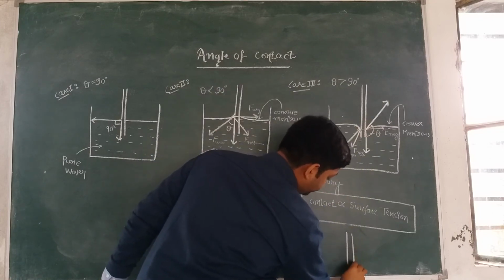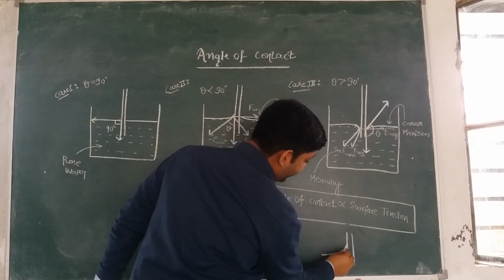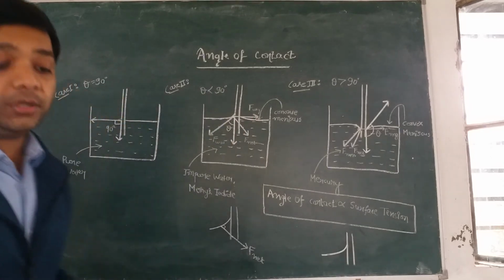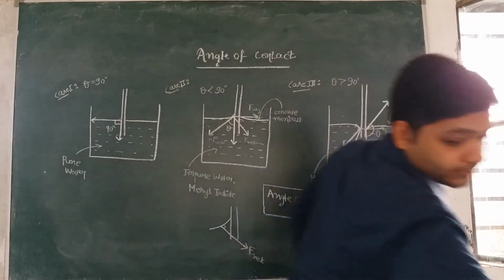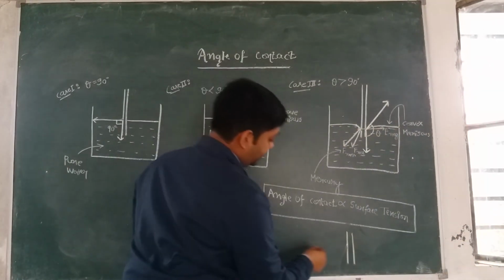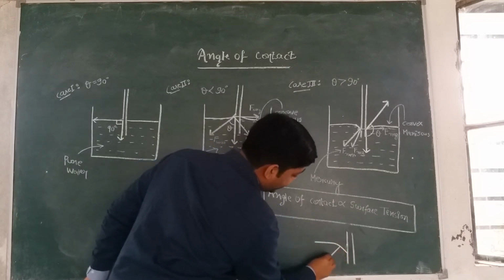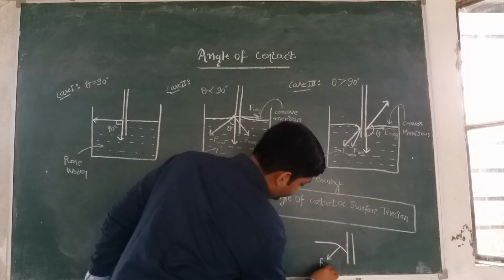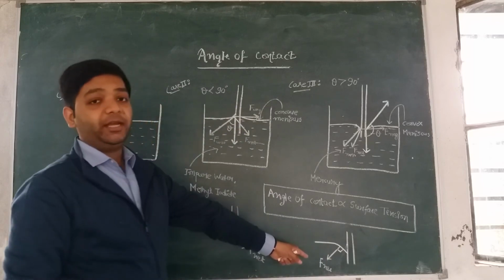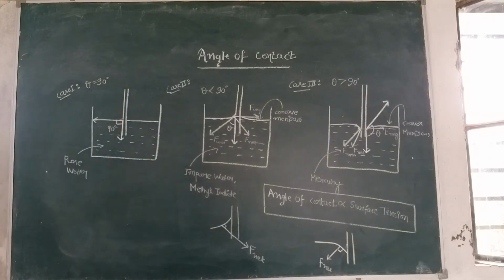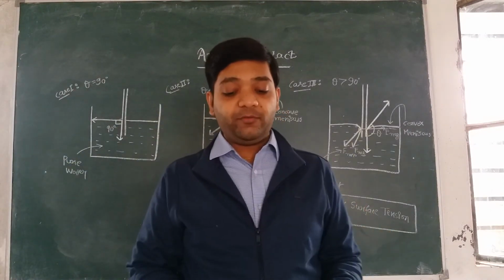This is the glass tube. This is the convex meniscus. I have drawn a concave meniscus, it should be a convex meniscus. So now the net force acts like this, this is F net, and this is perpendicular. The liquid surface is perpendicular to the net force. I hope this is clear to everyone. So these are the few important things that you need to remember about the angle of contact.